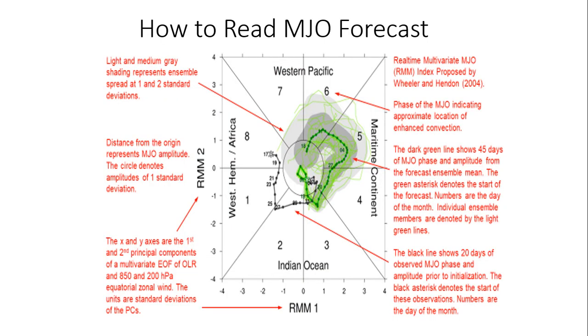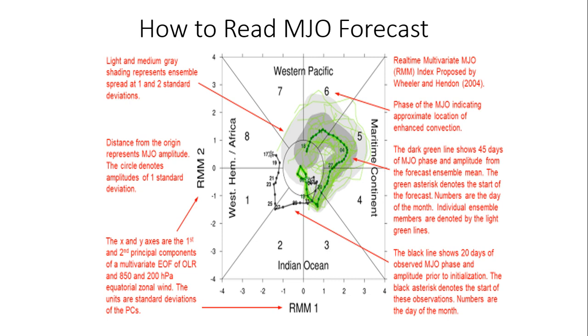I'm going to start the teleconnections discussion with the review of the MJO for the upcoming forecast period. Just a reminder on how to read this MJO forecast diagram. In general, the MJO ranges from phases 1 to 8. And if you look at the overall distance from the origin, the smaller circle in the center of the diagram, that distance from the origin represents the Madden-Julian oscillation amplitude. The circle denotes amplitudes of 1 standard deviation. In addition, the phase of the MJO is indicating the approximate location of enhanced convection.